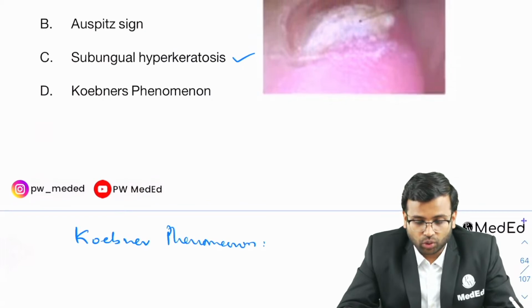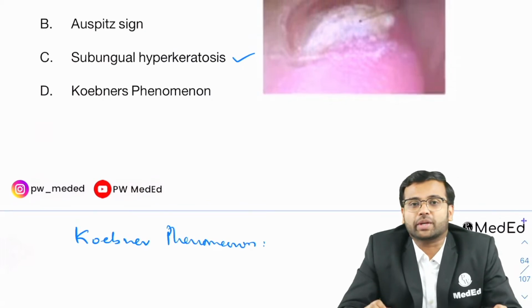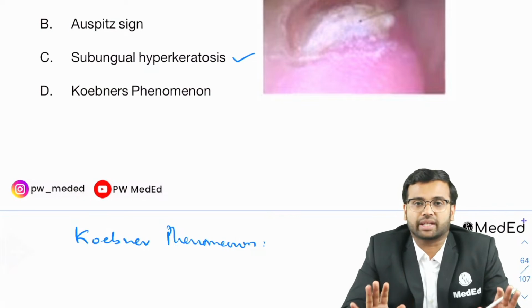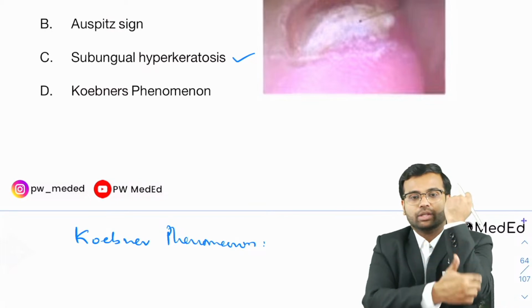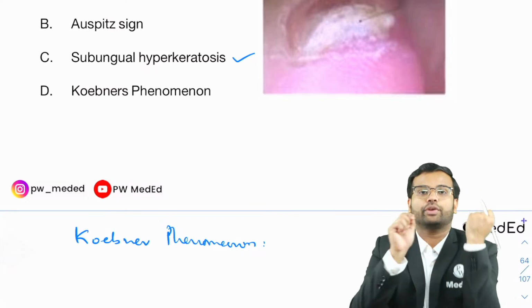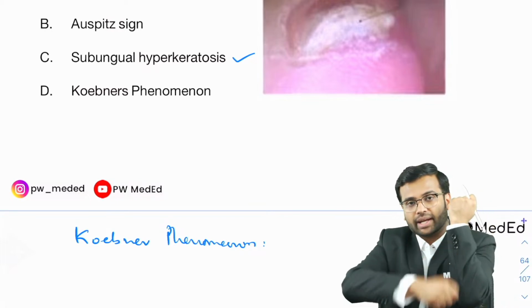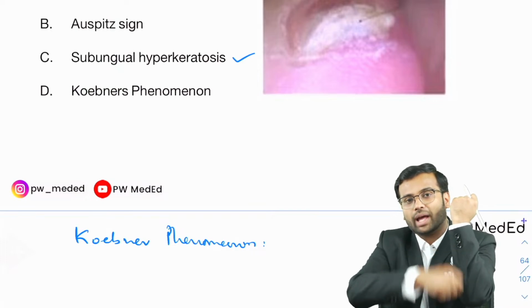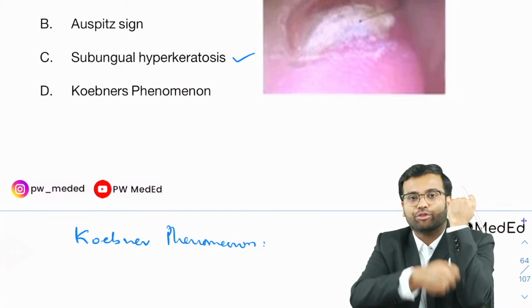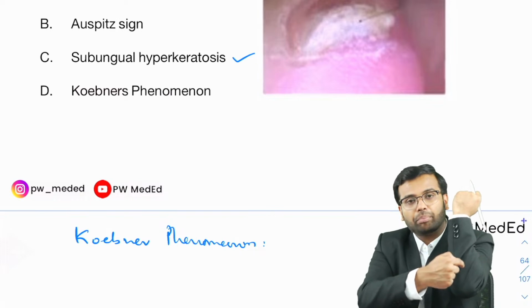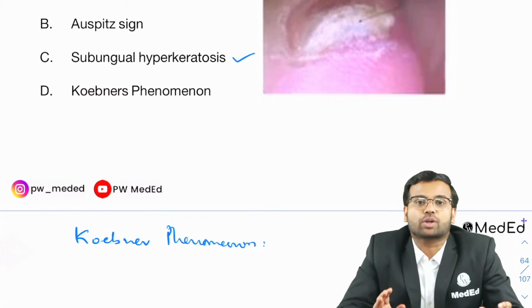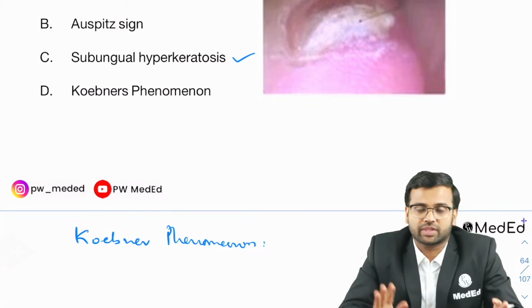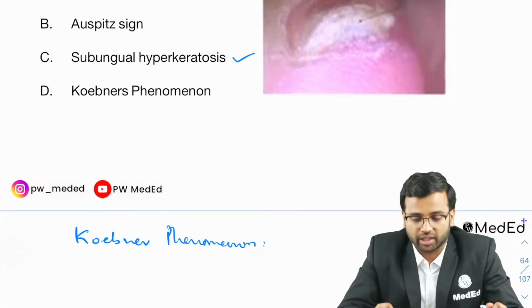Regarding Auspitz sign, if you want me to explain, just imagine that you have a patient with a psoriatic plaque. So there is a plaque lesion here. If you take a glass slide and start scraping over these lesions, what will happen? Once you continue scraping, finally you can find some pinpointed bleeding spots over this plaque, and this is called Auspitz sign, which can be typically seen in a psoriatic patient.